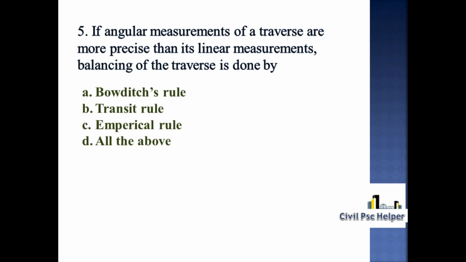Fifth question. If angular measurements of a traverse are more precise than its linear measurements, balancing of the traverse is done by option A Bowditch's rule, option B transit rule, option C empirical rule, option D all the above. So, if the angular measurements of a traverse are more precise than its linear measurements, the balancing of the traverse is done by transit rule. Option B is correct.